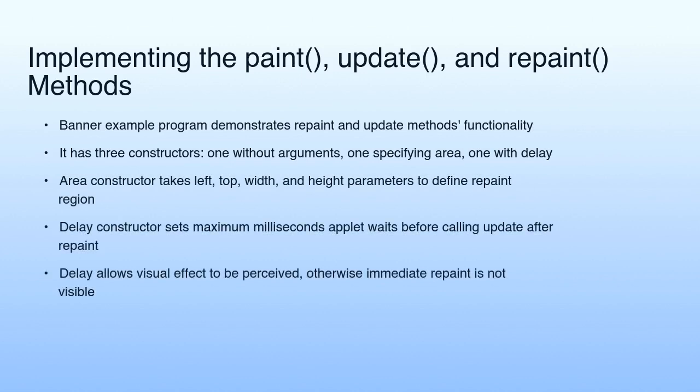It has three constructors, one without arguments, one specifying the repaint area, and one with a delay. The area constructor takes parameters to define the repaint region, while the delay constructor sets the maximum time the applet waits before calling update after repaint.